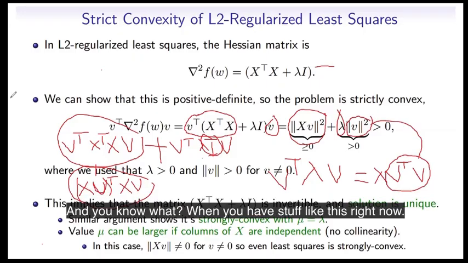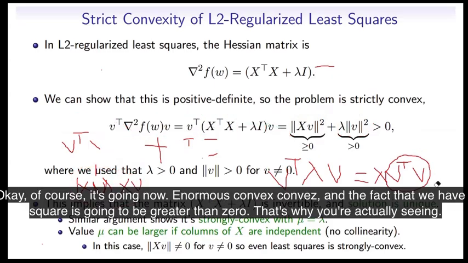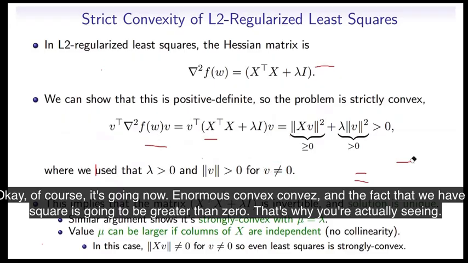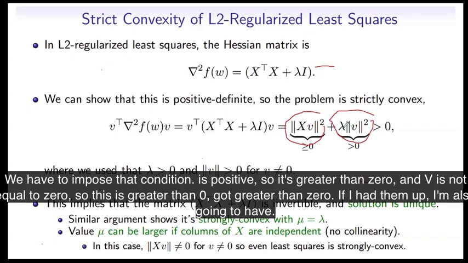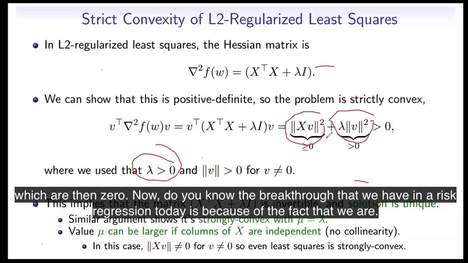When you have stuff like this, of course, a norm is convex, a square norm is convex, and the fact that we have a square means it is going to be greater than zero. That's why this guy is greater than zero, and this is also greater than zero, provided lambda is positive, we have to impose that condition. It's positive, so it's greater than zero, and v is not equal to zero. So this is greater than zero, this is greater than zero. If I add them up, I'm also going to have greater than zero.